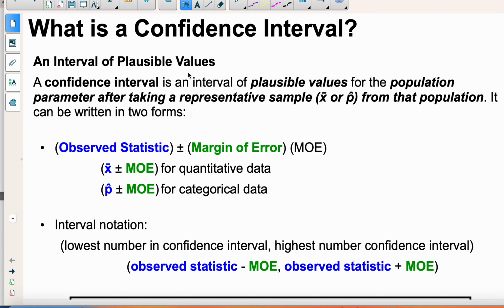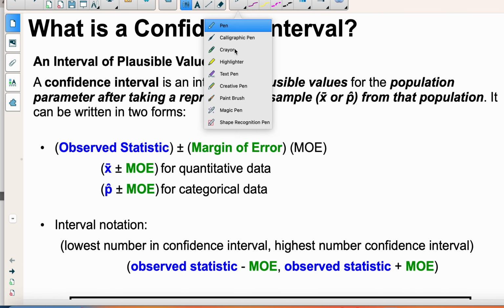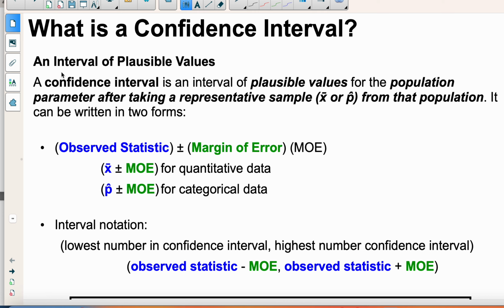I'm going to do a quick mini lesson on confidence intervals. So what is a confidence interval? Well, the definition that we go with is an interval of plausible values. Just like when we're doing hypothesis testing, we say something's plausible or believable. Plausible values are just the values that we're confident, in this case, that a population parameter could be. They're believable. And so specifically, a confidence interval is an interval of plausible values for the population parameter.